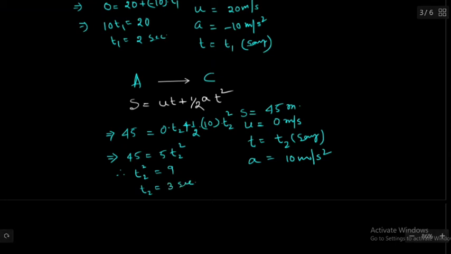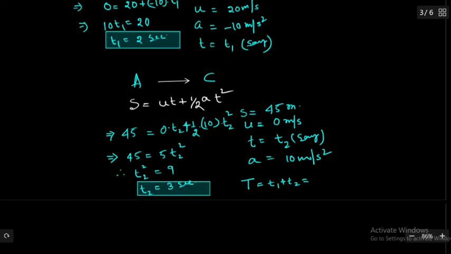So if you say the total flying time t, that will be t1 plus t2 is equals to, see, this is t1 and this is our t2. So if you add this, 2 plus 3, that will be 5 seconds. So this is our answer.